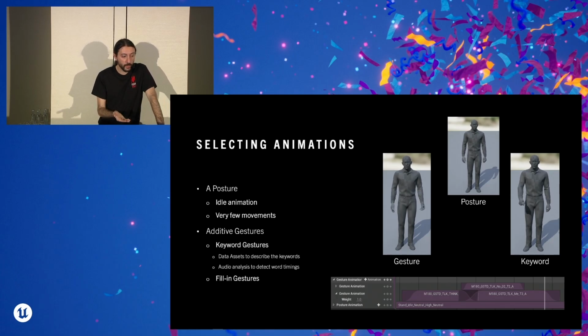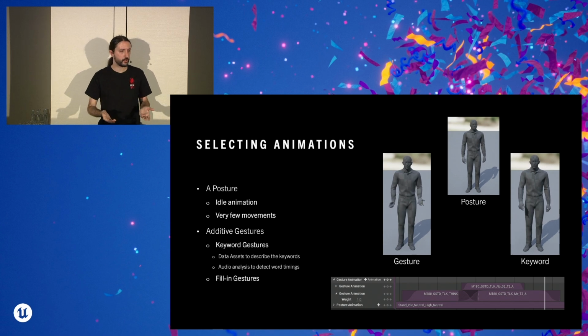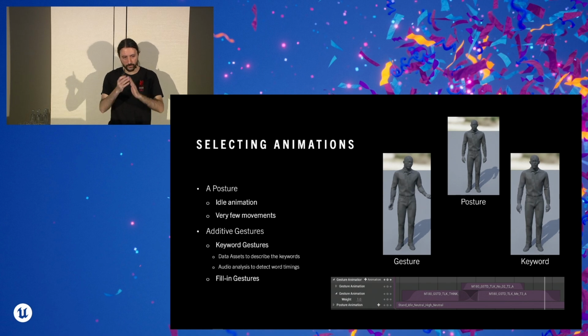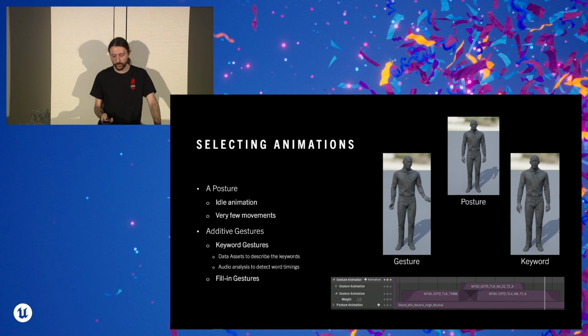And when we have our keyword gestures, we are just filling in the blanks with fill-in gestures. So basically your character just moving its arm to say that he's talking. And you just fill the blank until you have full animation for the length of the sentence.